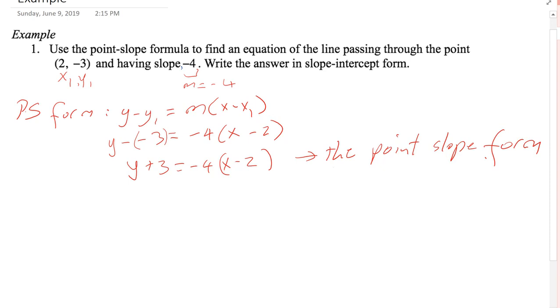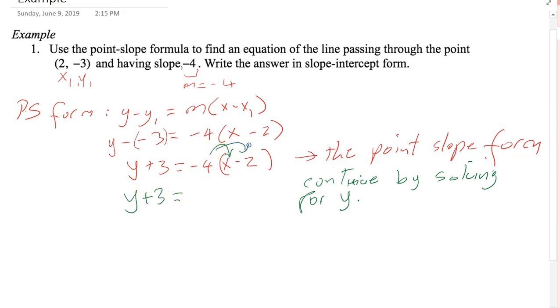Now, we want to make this into a slope-intercept form. So what we can do is continue by solving for y. That is, we want y only on the left side. So we want to expand this to see y plus 3 is equal to negative 4 distributed into x and minus 2, so it'll be negative 4x plus 8. Then we'll subtract 3 from both sides. Just doing some algebra here. We'll have y is equal to negative 4x plus 5.